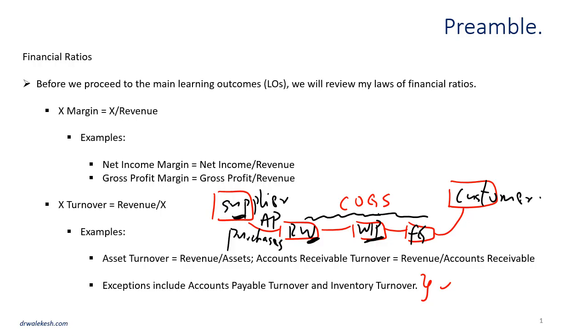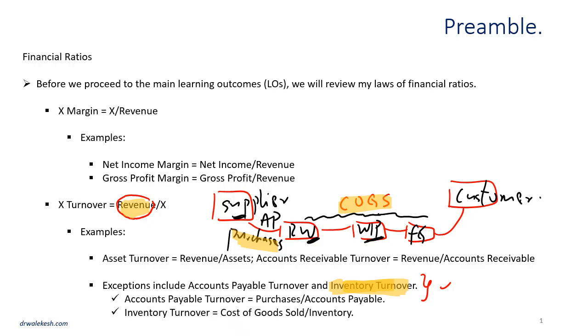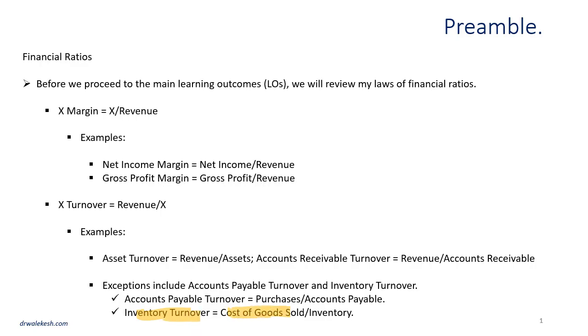So that implies that when you are dealing with accounts payable turnover, it cannot be revenue. Account payables would go with purchases. When you are dealing with inventory turnover, it cannot be revenue. It will go with cost of goods sold. So account payable turnover is equal to purchases over account payables. Then inventory turnover is equal to cost of goods sold over inventory.